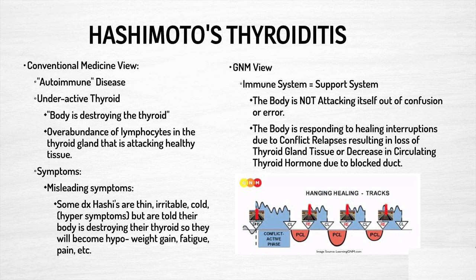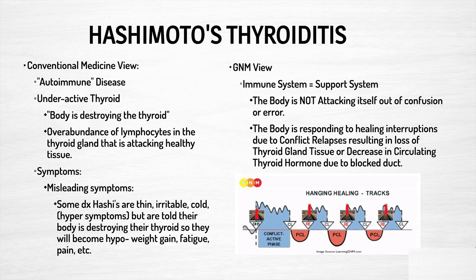Now, Hashimoto's. Hashimoto's is an interesting one. I've seen it talked about quite a bit lately. Conventional medicine views this as autoimmune, and so underactive thyroid, because they say that the body is destroying the thyroid, that there's an overabundance of lymphocytes in the thyroid gland attacking the healthy tissue, causing it to break down. And they see these thyroid antibodies that they think are attacking a normal thyroid, the body attacking itself.